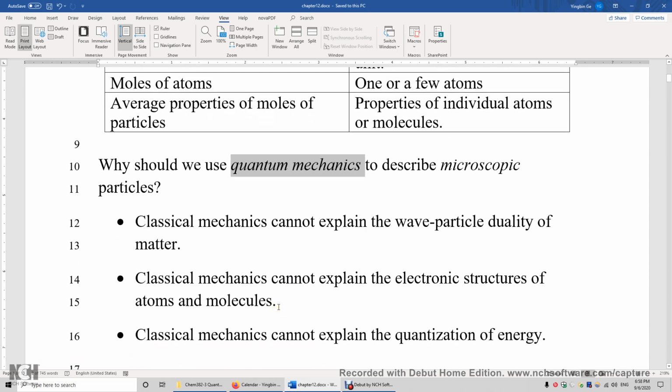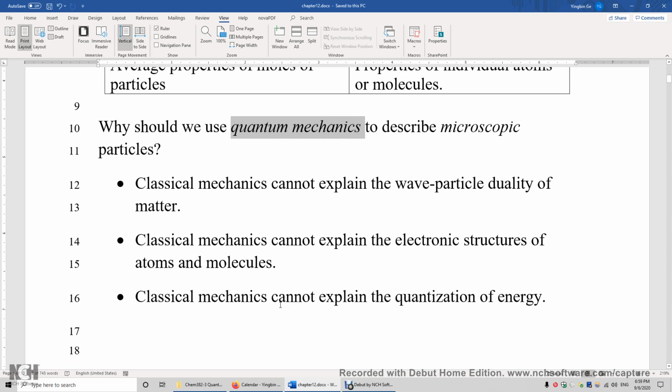Finally, classical mechanics cannot explain the quantization of energy. In classical mechanics, energy is always continuous. In quantum mechanics, energy is quantized.